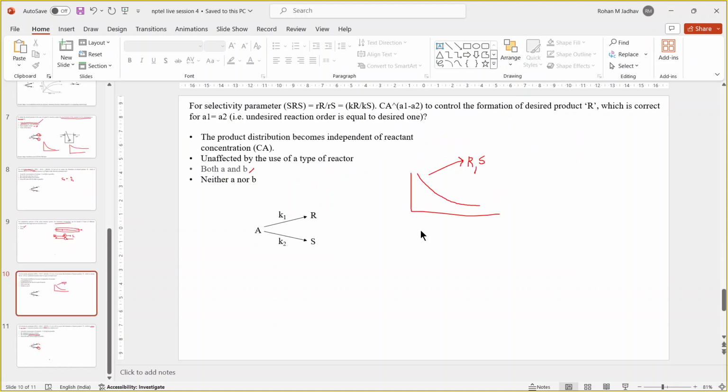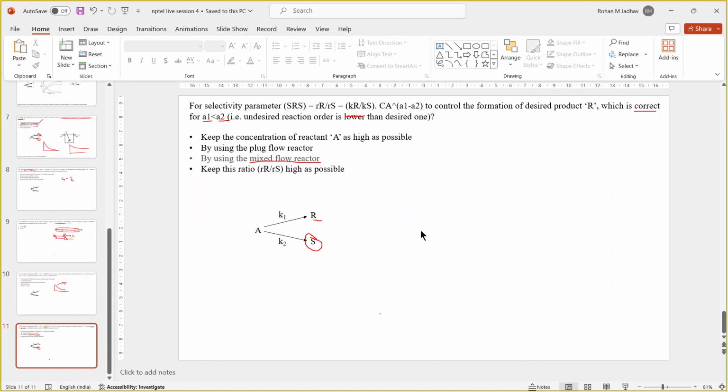Next, when A1 is equal to A2, we can't do anything about the reactions. It will be unaffected by the reactor, and the product does not matter whether you use a high or low concentration reactor. So it is independent of both the concentration of the reactant as well as the type of reactor used.